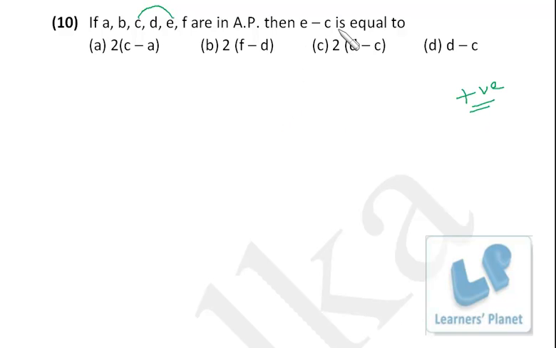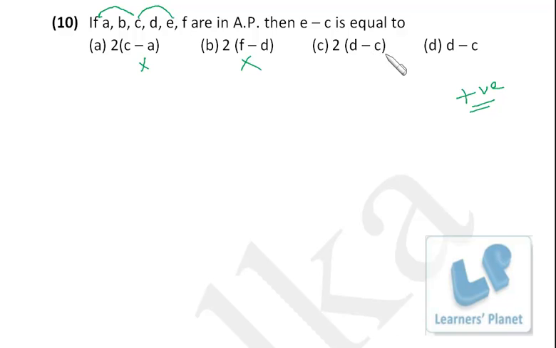E and C are alternate terms. Now we have to see the alternate terms over here. C and A are alternate terms, and C is greater than A. So E minus C will be equal to C minus A only, not 2. So that's wrong. Similarly, F and D, the difference between F and D is the same as between E and C, but it's 2, so it's wrong.